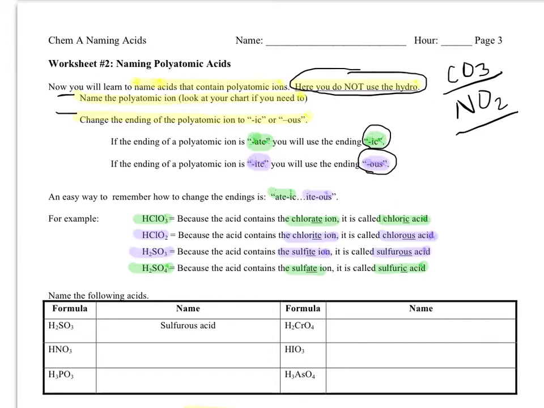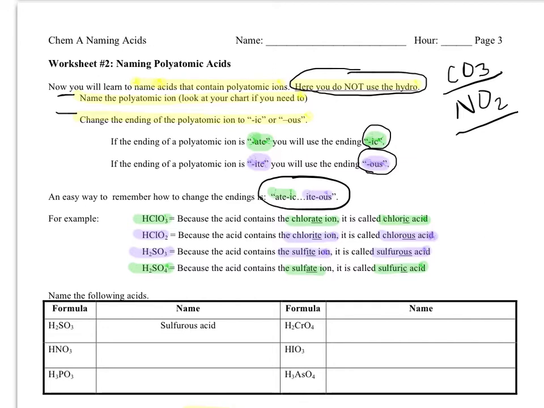A lot of students refer to this rule as the ate-ic, ite-ous rule, or "adic-itis" rule, because, I don't know, it sounds like a disease. You go to the doctor, you're not feeling well, ooh, you have adic-itis. So if that helps you, fine. If you have another method, go for it.